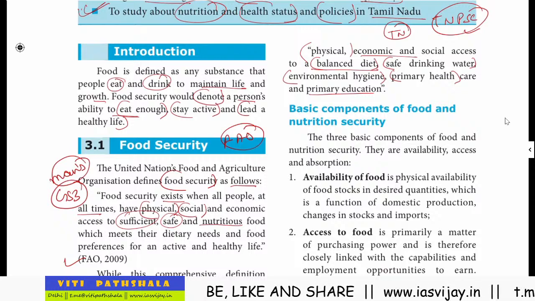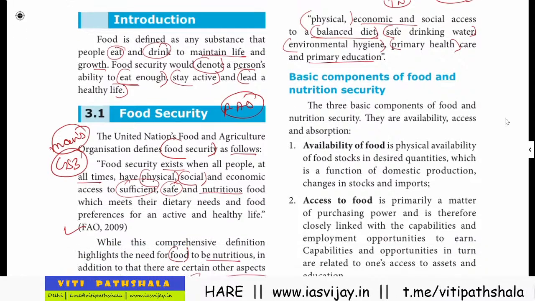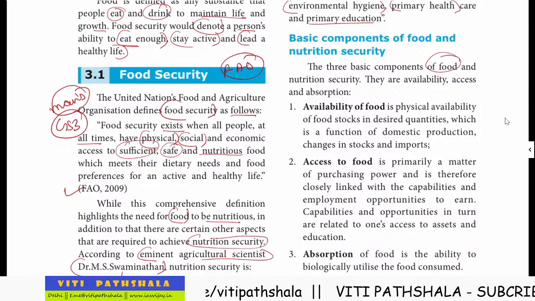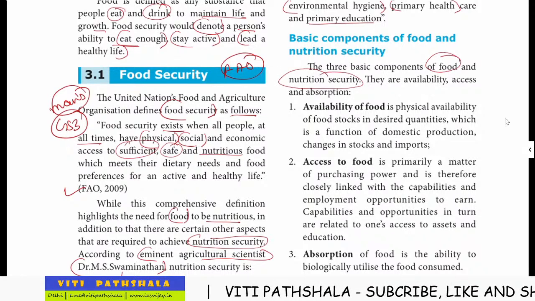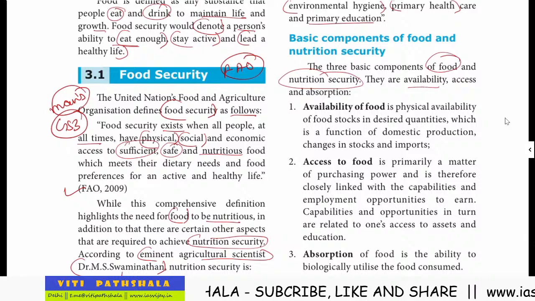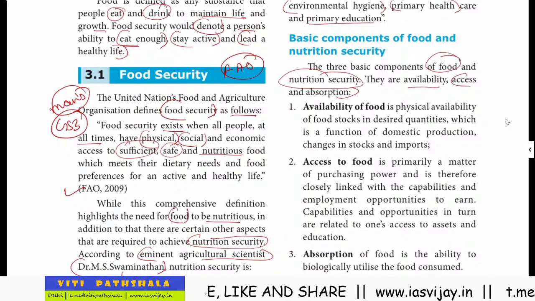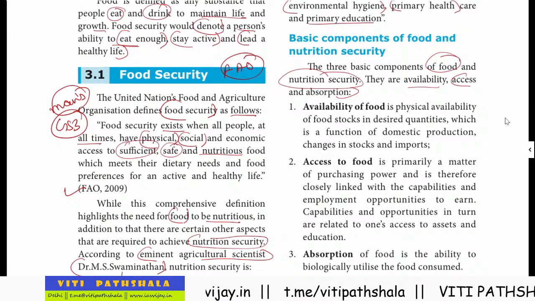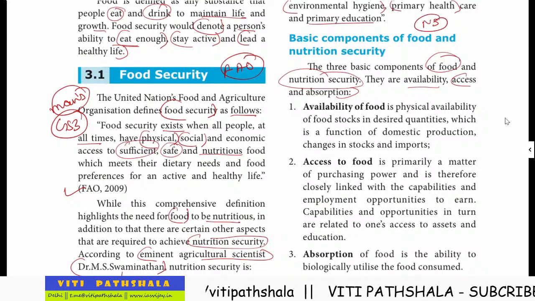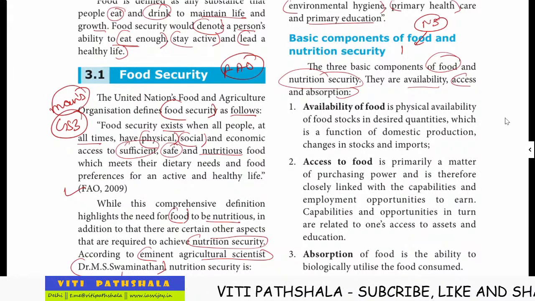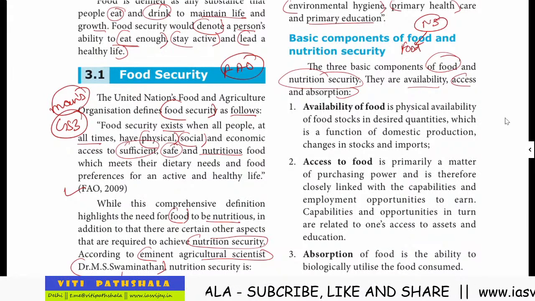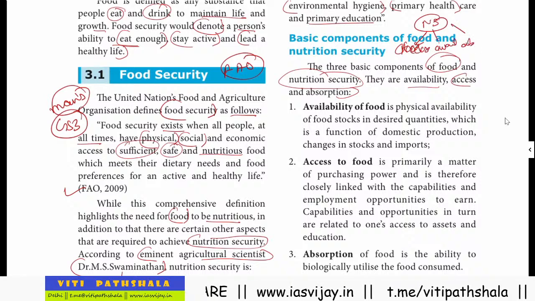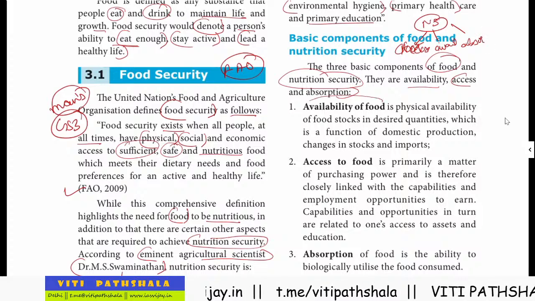Now what are the physical components of food and nutrition security? The three basic components of food and nutrition security are availability, access, and absorption. So three components. So you can make a chart in the exam also, like nutrition security, and divide it in three parts, that is availability, access, and absorption.